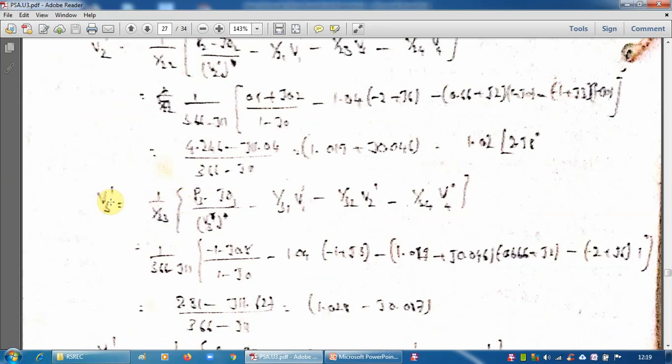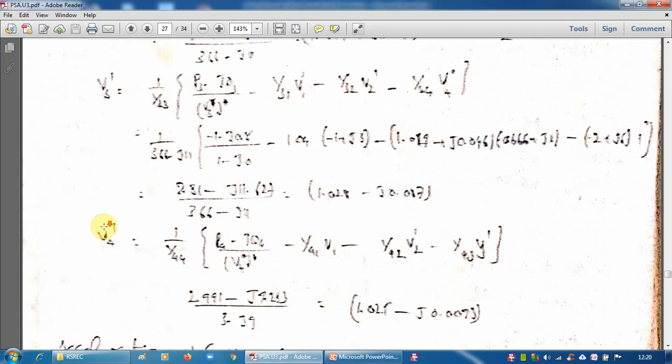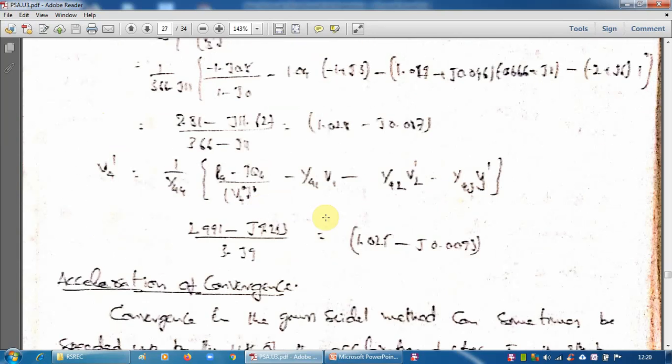Like that, for the third bus also we can calculate the fresh value. This is the formula. You see, as we are calculating the third bus, up to V2, that is V1 and V2, we can substitute fresh values, but V4 is the old value V0. So like that we can substitute and calculate the third bus voltage also. Similarly, the fourth bus voltage also.